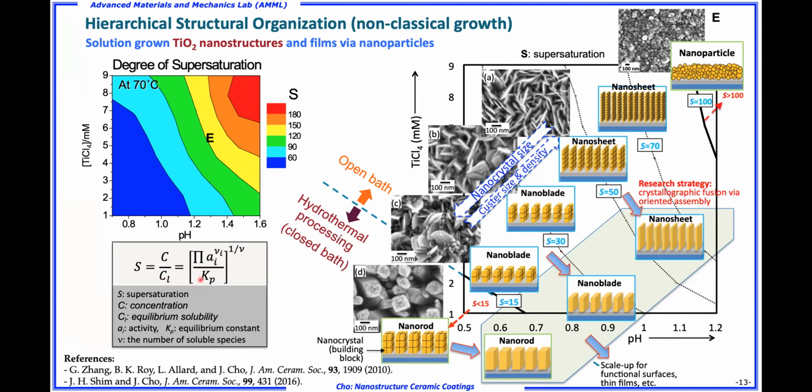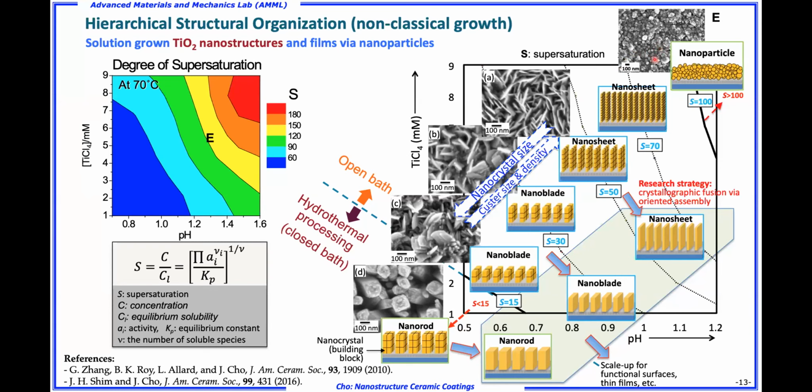So in our case, we used a calculation, knowing the activity product of those soluble species divided by the equilibrium constant. So we generate the solubility map: titanium chloride concentration as a function of pH, and then we generate the different levels of degree of supersaturation. So this is the actual level of supersaturation, between around 60 to 180, and in each condition, the morphology or the microstructure has evolved differently. For example, in this condition around here, about 120 to 150 supersaturation range, we tend to generate this nanoparticle. And then this is a schematic.